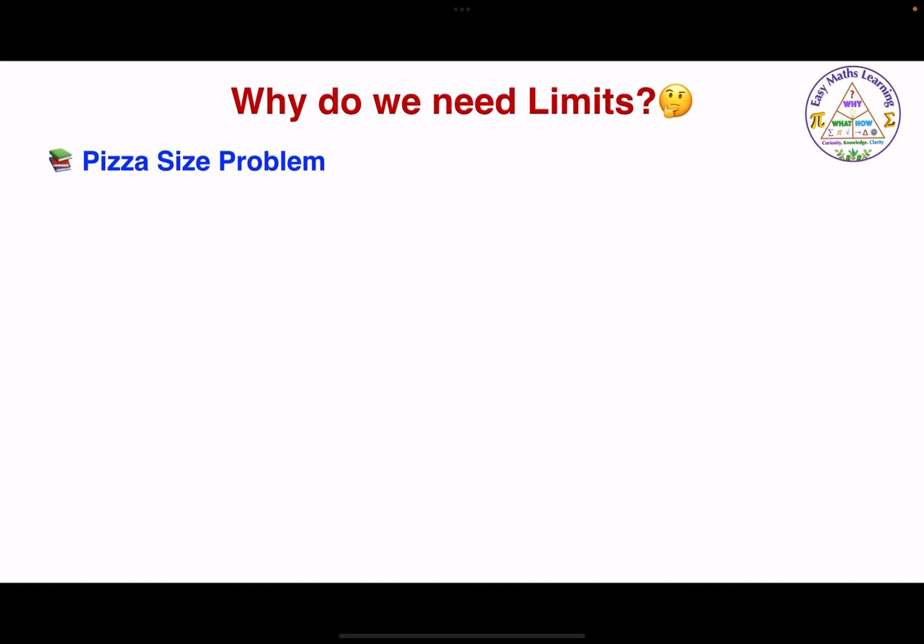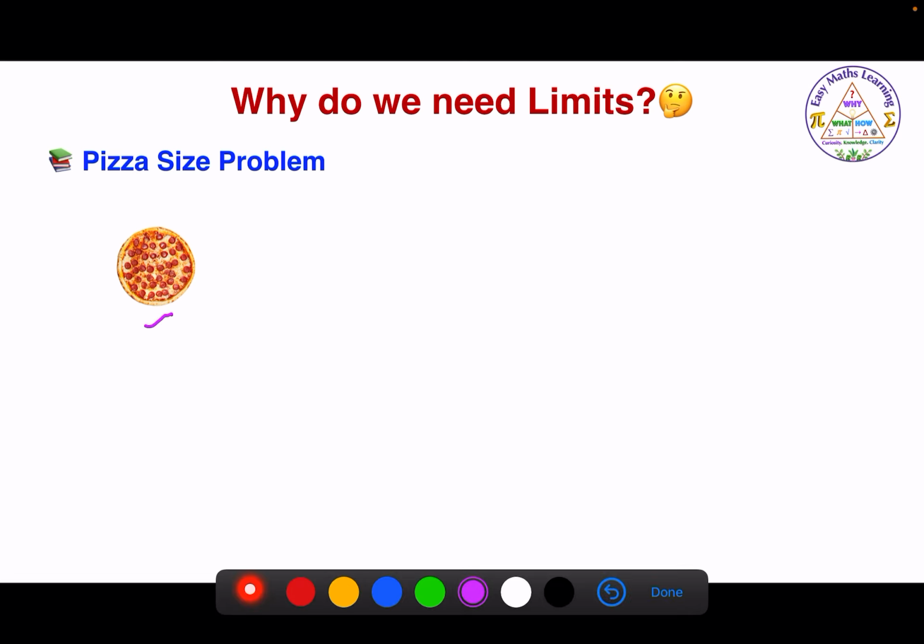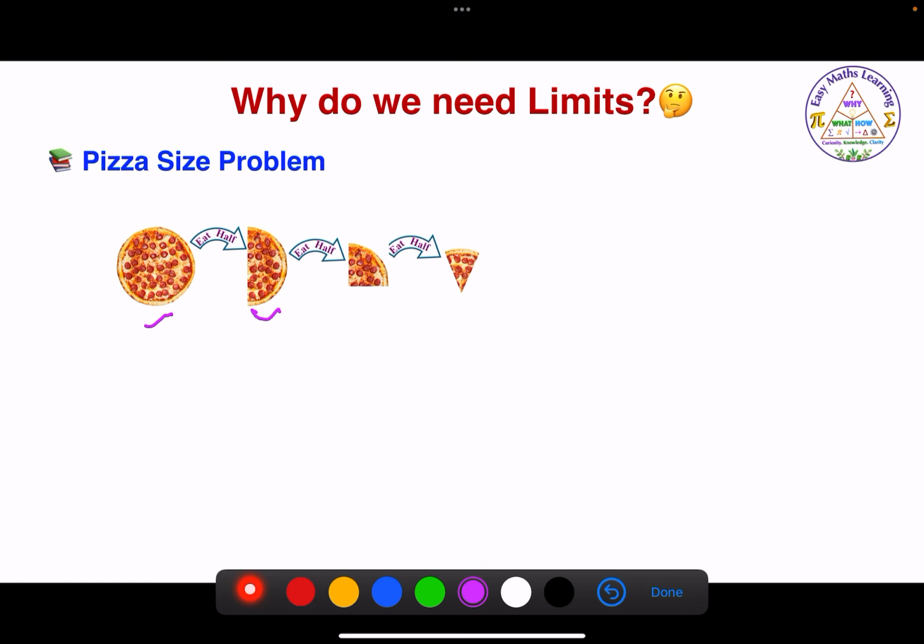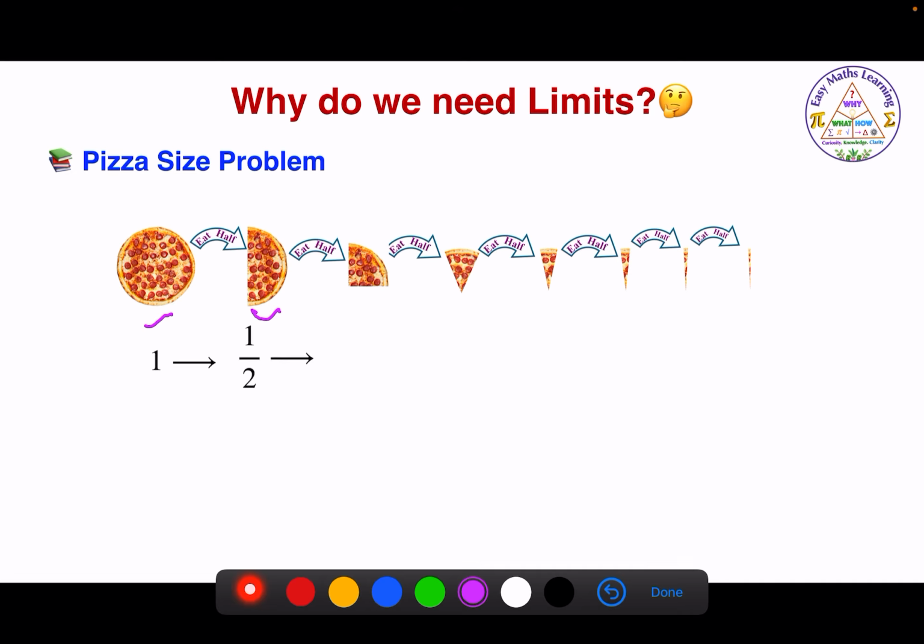First example is the pizza size problem. Suppose you have one pizza. First you eat half, okay? Then half of the remaining, then again half of that, and so on. After one bite, suppose half remains. After the next, a quarter, that is 1/2 raised to the power 2. After that, 1/2 raised to the power 3, means 1/8, and so on.